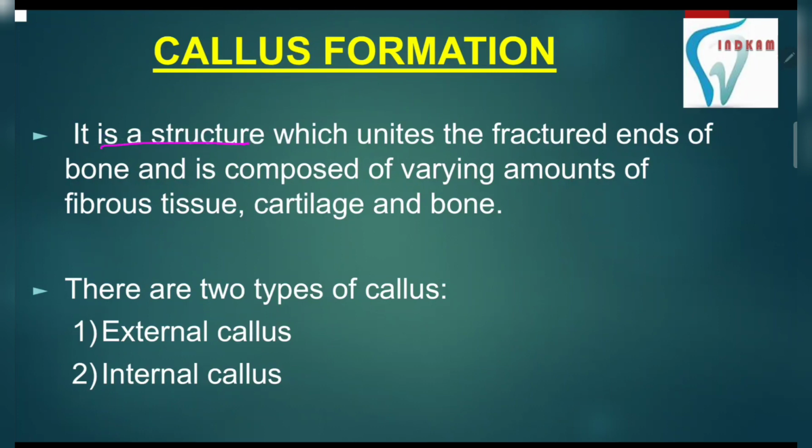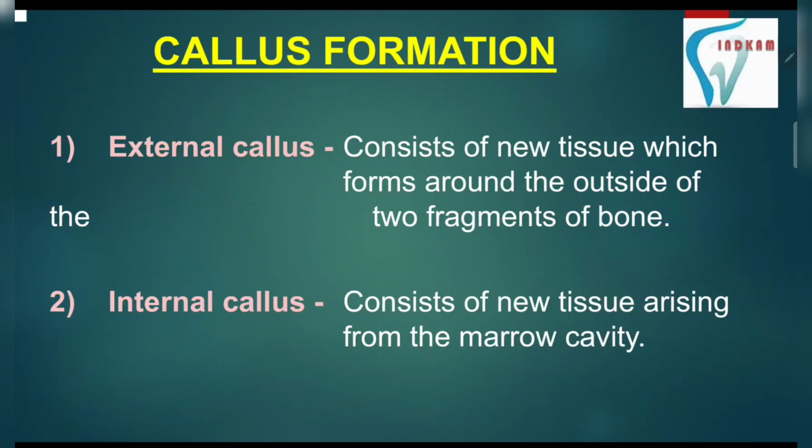Callus is a structure which unites the fractured ends of bone and is composed of varying amounts of fibrous tissue, cartilage and bone. There are two types of callus, external callus and internal callus. External callus consists of new tissue which forms around the outside of the two fragments of the bone, and internal callus consists of new tissue arising from the marrow cavity. This is the main difference between external and internal callus.